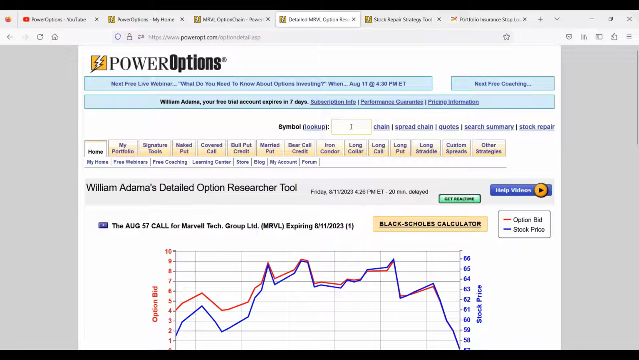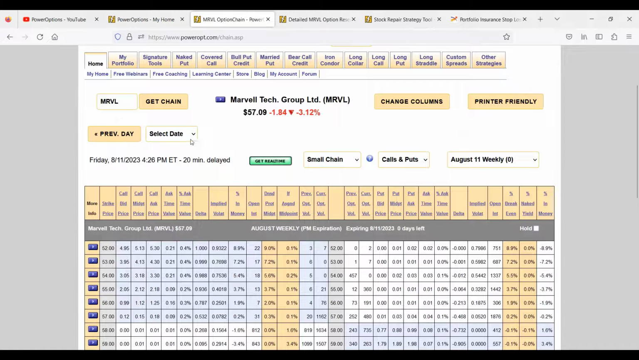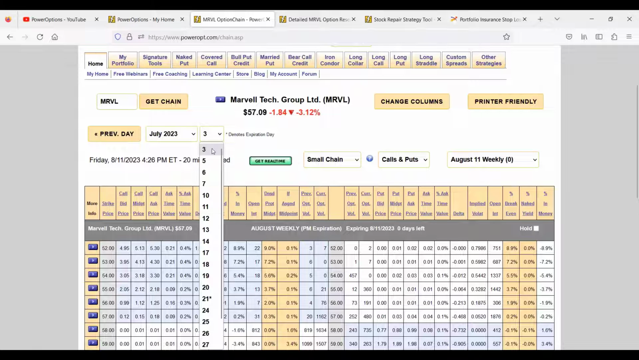If you do have the historical tools, of course, I could just go to the chain as we did before. Oh, I'm still up on the chain. And while you're on your 14-day free trial, you have 3 months of access. So I could say, what was the price of the options? Let's just keep it at July 3rd. Okay, so let's go ahead and get the chain for July 2020.